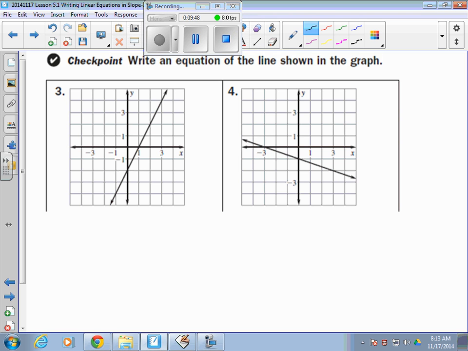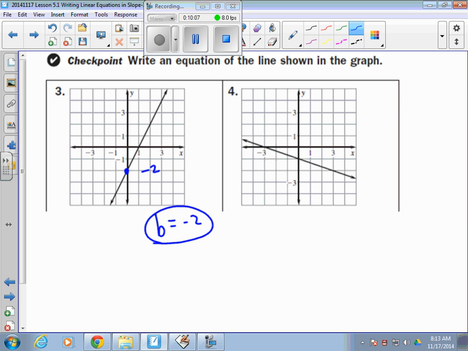And then we had two checkpoint problems. It says write these two equations. First off, let's identify what our b value is. Our b is this right here, -2. Remember, it's 0, -2, but you're not interested in the x coordinate part of it. So b is -2 for that one.